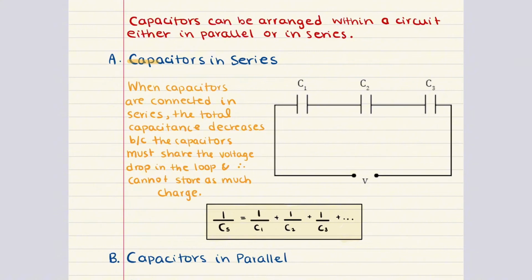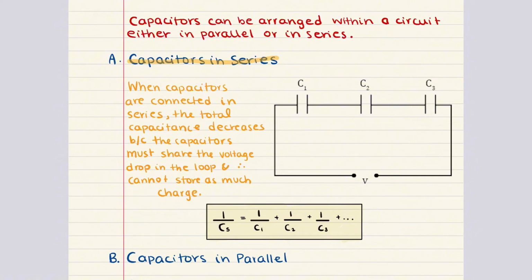When capacitors are connected in series, they're arranged end to end so that the same charge flows through each capacitor. However, because the voltage source must be distributed across all of the capacitors, the total capacitance decreases in a series arrangement. This means the capacitors collectively cannot store as much charge at a given voltage compared to a single capacitor.